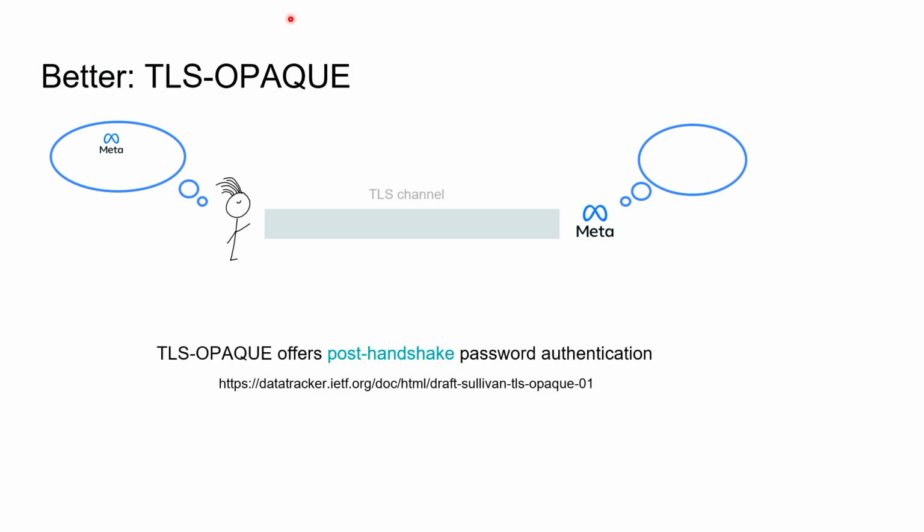There's a better protocol that we can use, and this is called TLS-OPAQUE. This is an IETF draft, and it offers so-called post-handshake password authentication. So what does this mean? Post-handshake really means after establishment of the channel, okay? So you see here a picture of a TLS channel.